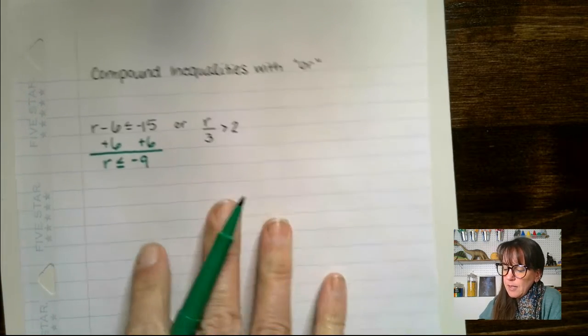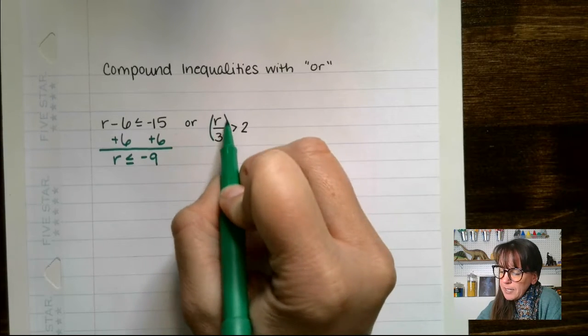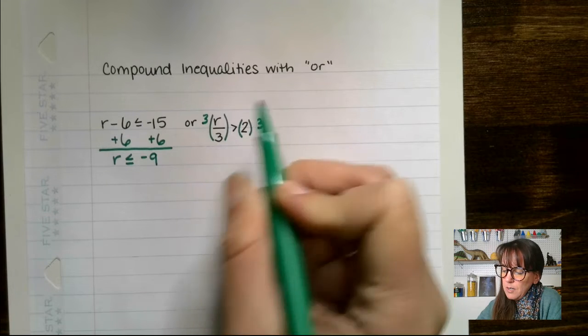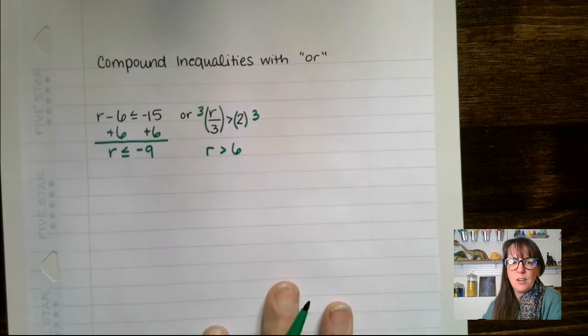-9. Now on this side, we're dividing, and the opposite of divide is multiply, so we're going to multiply both sides by 3. So we end up with r is greater than 6.